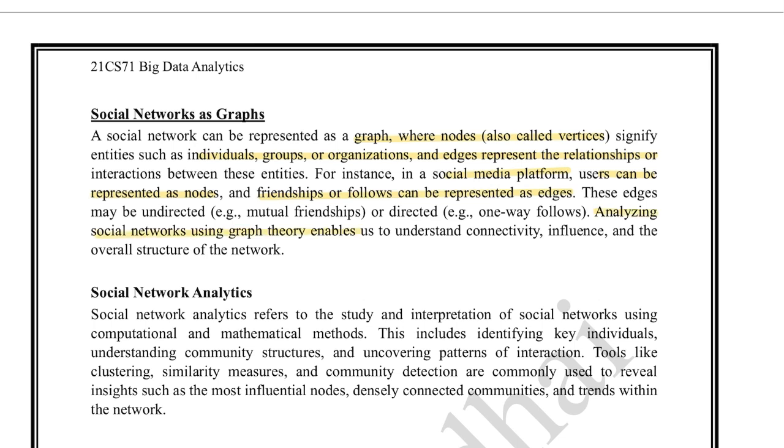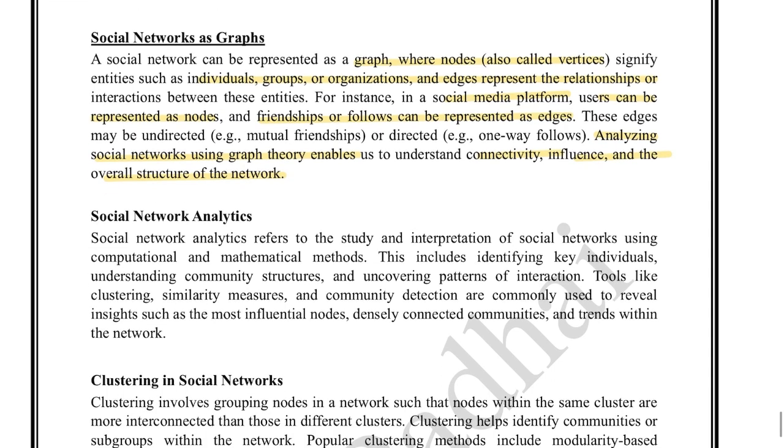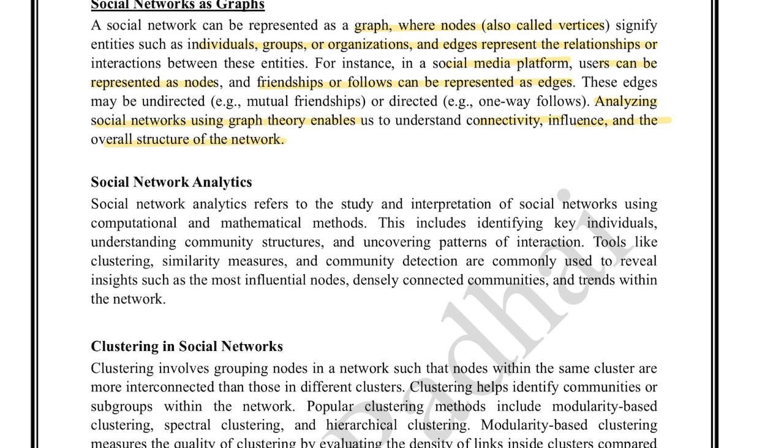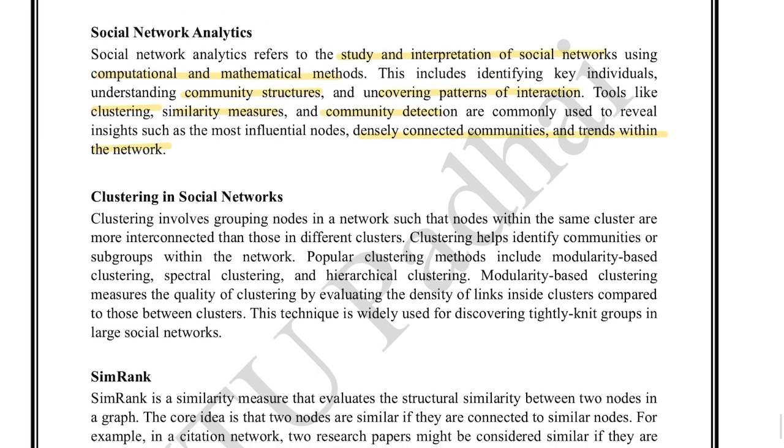Analyzing a social network using graph theory enables us to understand the connectivity, influence, and overall structure of the network. Social network analysis is also used in the study and interpretation of social networks with computational methods. It is mainly used to understand community structures and uncover patterns of interaction between them. Using tools like clustering, similarity measures, and community detection, you get much more insightful features from the densely connected communities within the network. Next is clustering. Clustering is grouping the nodes in a network such that nodes within the same cluster are more interconnected than those in different clusters.